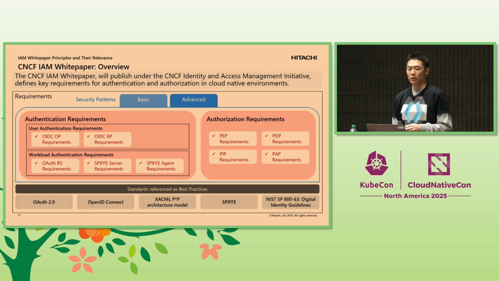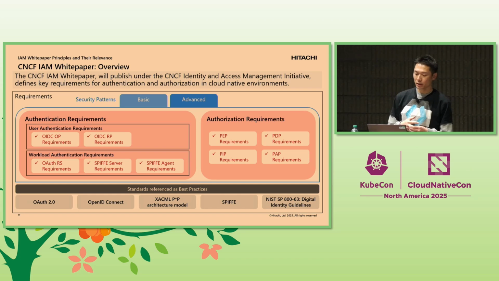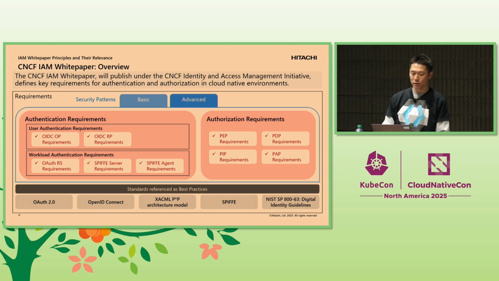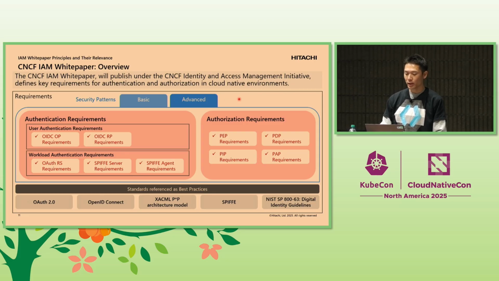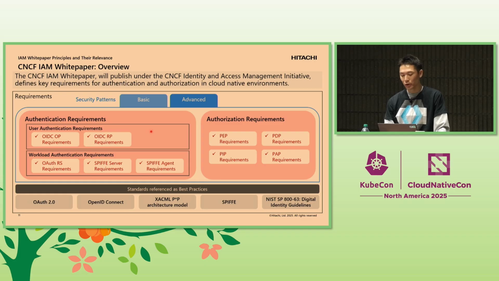This slide gives an overview of the white paper. The white paper, which is expected to be published in the near future under the CNCF Identity Access Management Initiative, defines key requirements for authentication and authorization in cloud-native environments. It introduces two security patterns, basic and advanced, to address different security needs. For each security pattern, the white paper defines both authentication requirements and authorization requirements. Authentication requirements are further divided into user authentication requirements and workload authentication requirements.